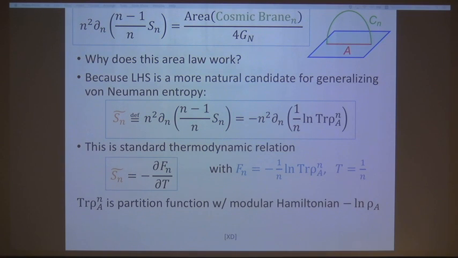So what this amounts to is really that you should think about this S tilde as a thermodynamic entropy with temperature 1 over n and with the modular Hamiltonian as your Hamiltonian.